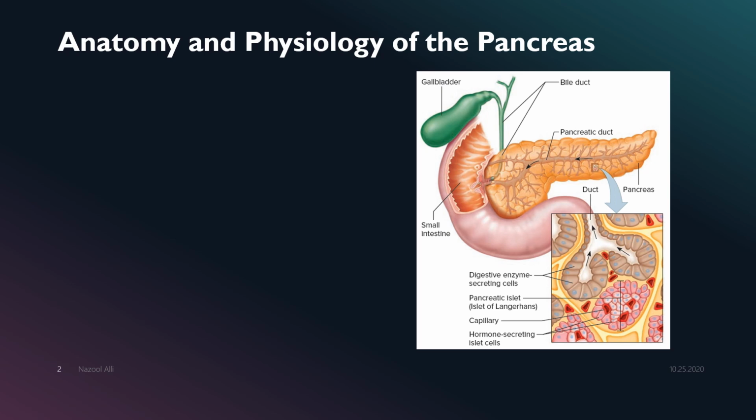Some of the key cells are the alpha cells, and they make glucagon. And what glucagon does is it helps to break down glycogen stores in the liver to help with the release of glucose in cases where you're hypoglycemic.